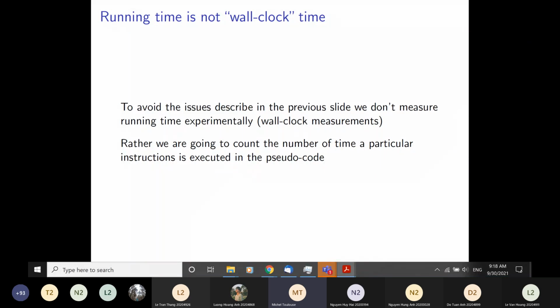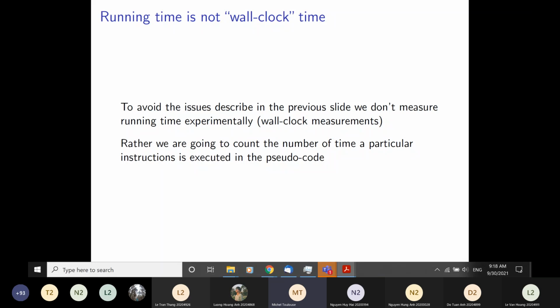So we decided this is not good, and we decided that we're going to measure the running time of algorithms by selecting one instruction in the pseudocode and then counting the number of times this instruction is executed. Now, we know that the number of times this instruction is executed depends on the input. And what is the input? The input size, sorry.